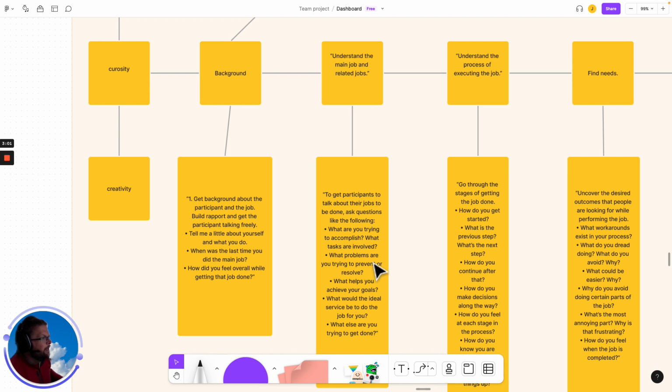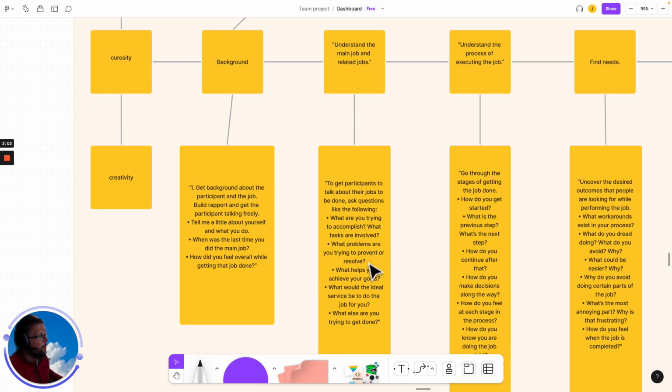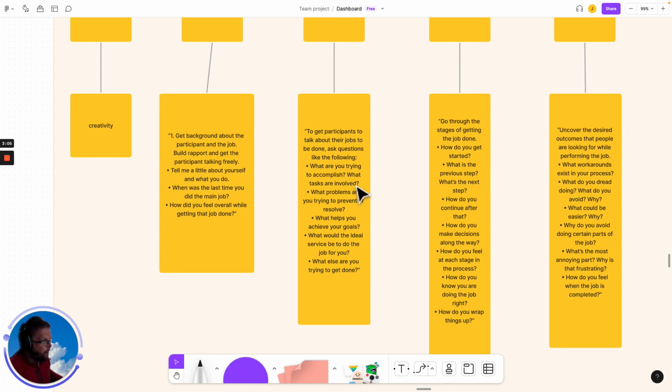So then we want to understand what tasks are involved. This might be a very itemized list. Good time to switch to documentation, do that listening on that interview, and I'll show you a good interview sheet in tomorrow's video. And then what problems are you trying to prevent or resolve?